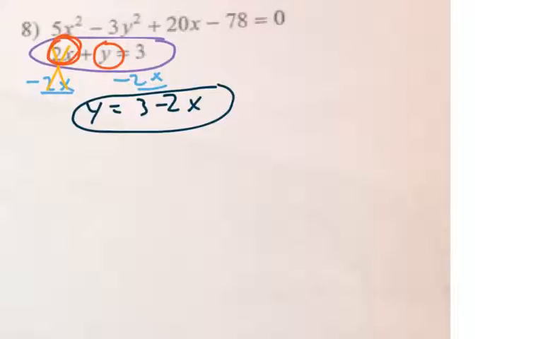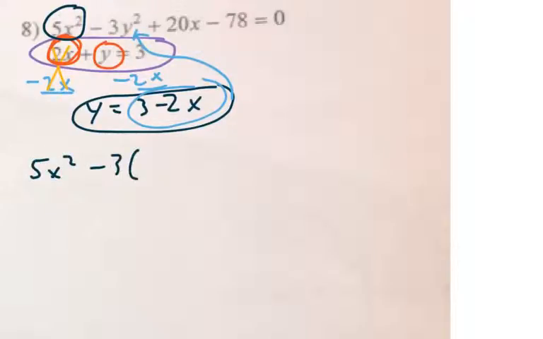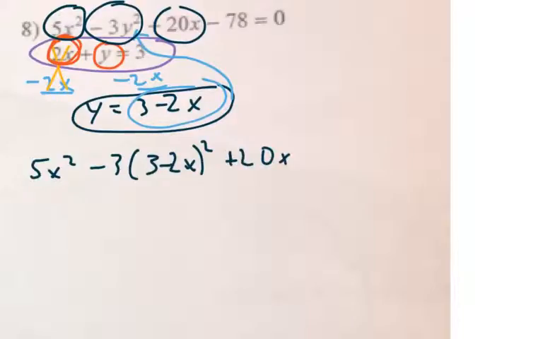Next step, I'm going to take 3 minus 2x and plug it in for y. There's only one y this time. Normally there's more than one, but there's only one. Let's see what we've got now. We have 5x squared, minus 3 times y squared, where y is now 3 minus 2x, squared. We also have a plus 20x, and of course minus 78 equal to 0.